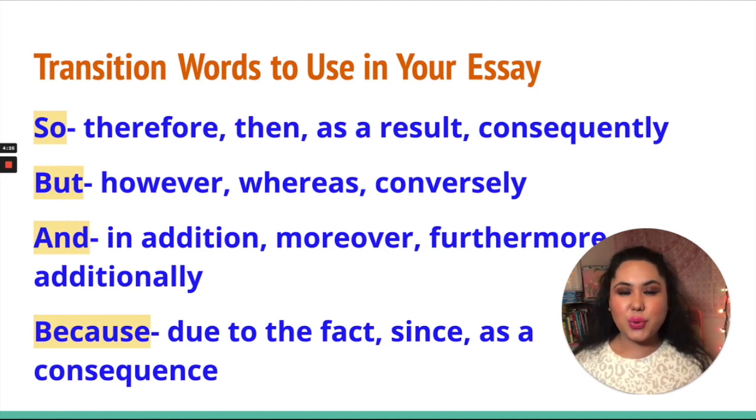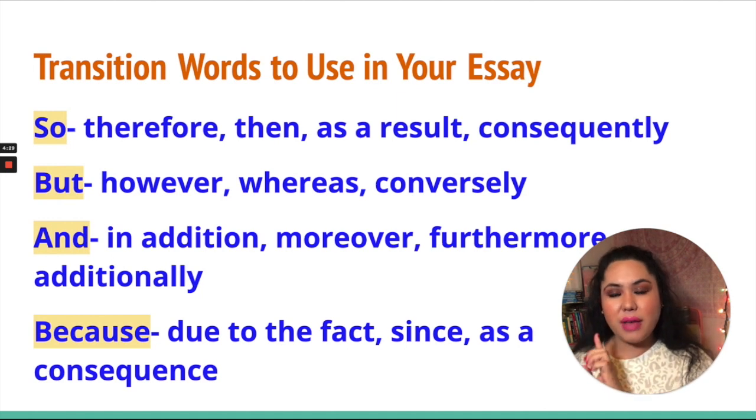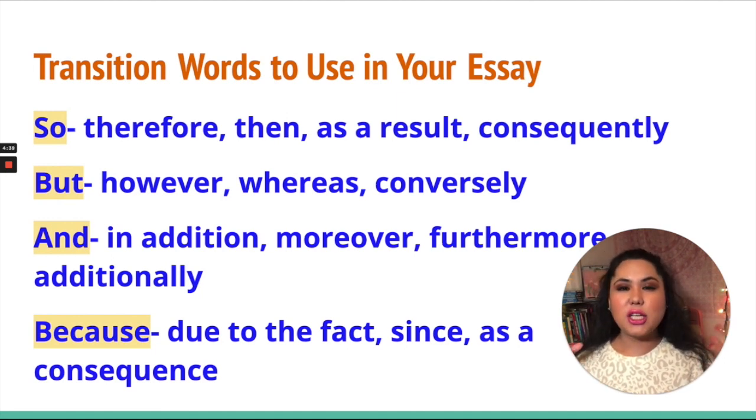So let's look at the transition words for so, right up there. Okay, so we have so, another one would be therefore, then, as a result, and consequently. So you can take a screenshot of this and remember to use this in your next essay. What about but? This shows contrast, right? This shows differences. So you have however, whereas, and conversely. What about and? This is addition, this is plus. You have in addition, moreover, furthermore, and additionally.